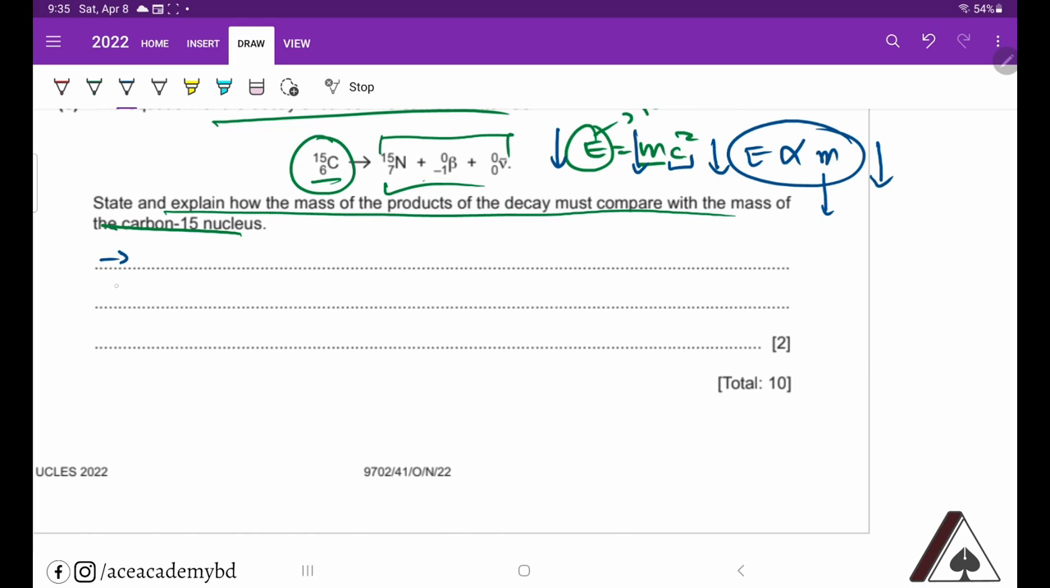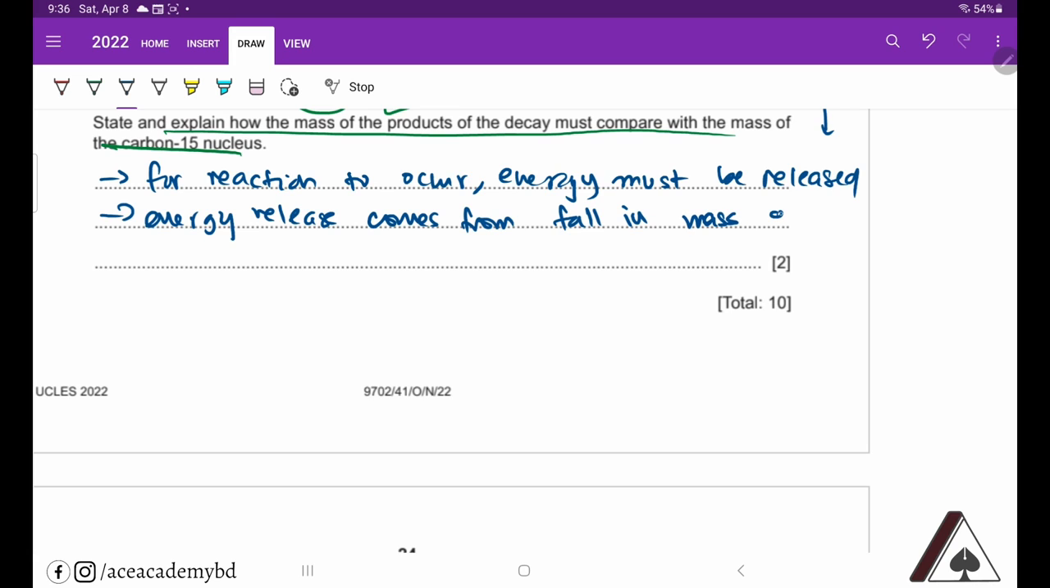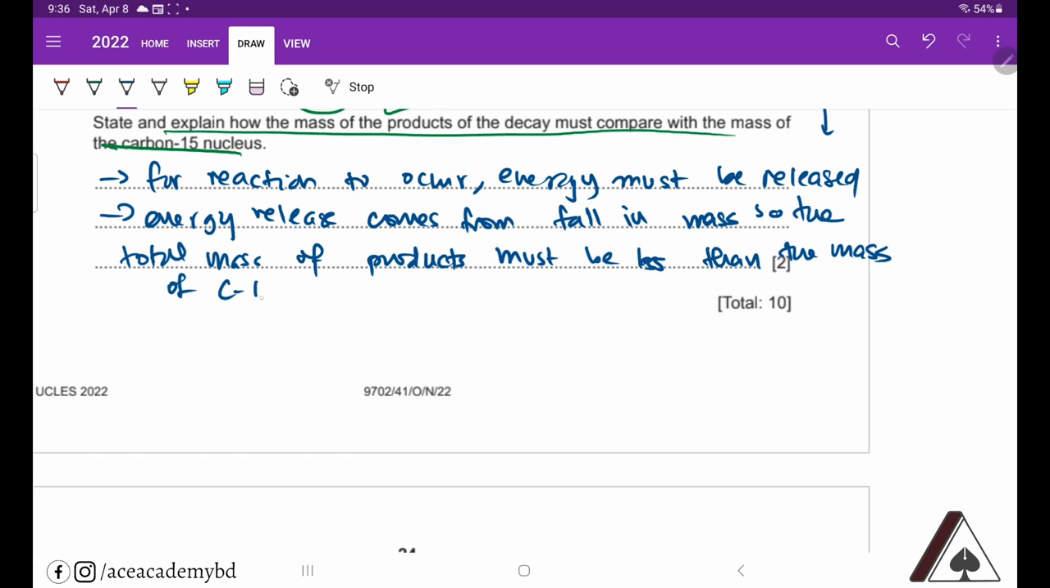So basically what we have to write down is that our first point is for reaction to occur, energy must be released. And since energy is released, this comes from a loss of mass, or fall in mass. So energy release comes from fall in mass. So the total mass of products must be less than the mass of carbon 15.